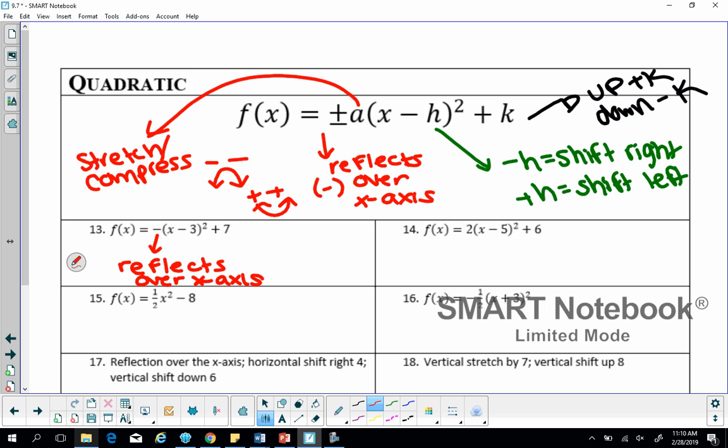It goes up, right? No, it is not. Remember, this is quadratic now. Shift to the right 3. Yeah, right 3. And then up 7. Beautiful. How about the 2?